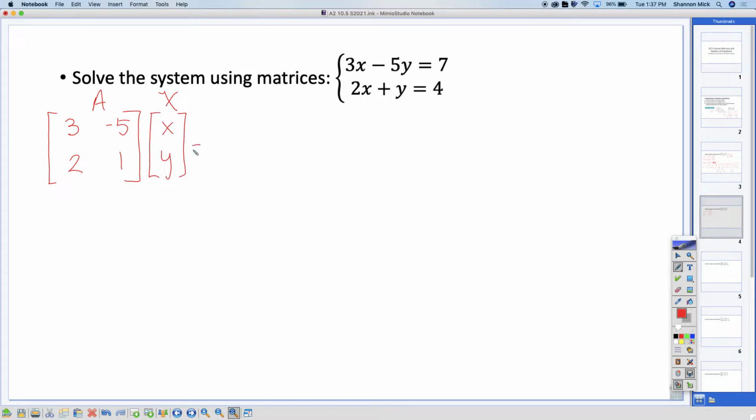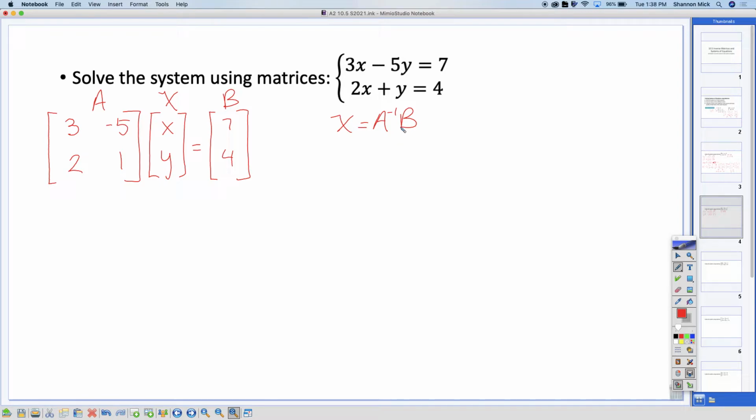Yes. We all know that when we solve systems of equations, all the variables need to be lined up. Like X in a column, Y in a column. They should be in alphabetical order, just things like that. And the last one? 7, 4, which are the solutions. So our goal is to have X equals A inverse times B. Yes? And A inverse has to be on which side of B? The left.